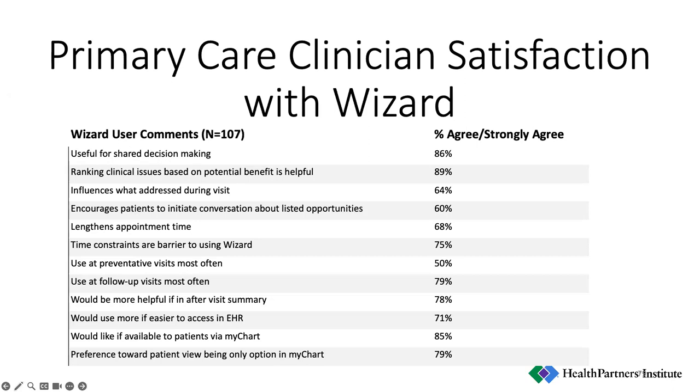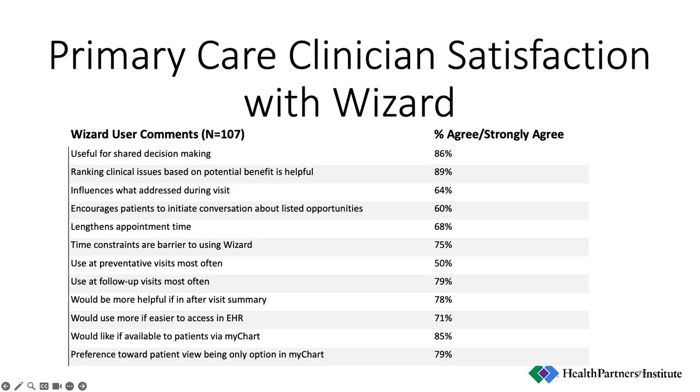60% think it encourages patients to initiate conversations about these things, because the patient version gets handed to the patient by the rooming nurse and says, look, if you want to talk about these things, it might reduce your chance of a stroke or heart attack. Talk to your doctor if you're interested in any of those things.